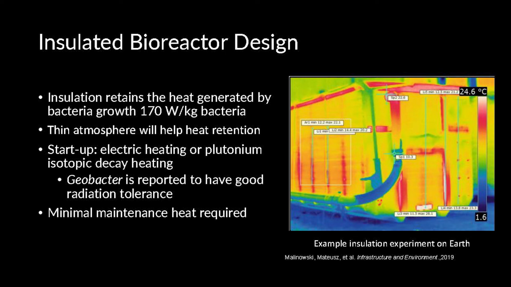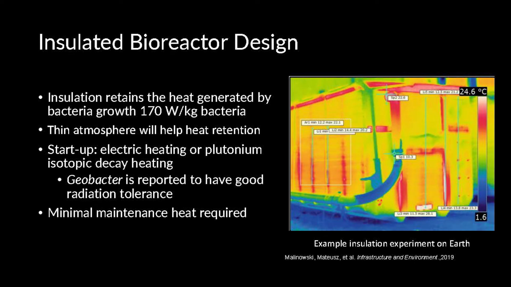On Earth, the atmosphere is much denser than that on Mars. The Mars atmosphere pressure is less than 1% of that on Earth. So this thin atmosphere will help the heat retention. Due to the high atmospheric pressure on Earth, it is sometimes not feasible to use vacuum to insulate the whole reactor, but on Mars it may be possible.